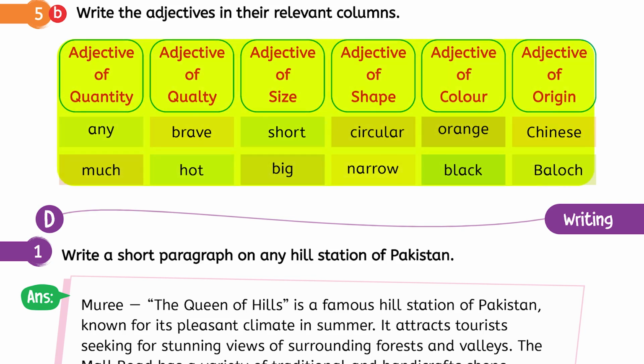First, if we talk about adjective of quantity, there are any and much. Adjective of quality: brave and hot. Adjective of size: short and big. Adjective of shape: circular, narrow. Adjective of color: orange, black. Adjective of origin: Chinese, Baloch.